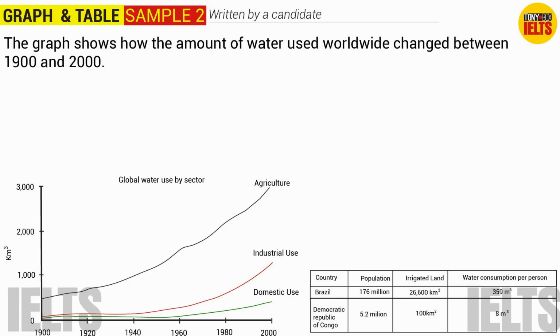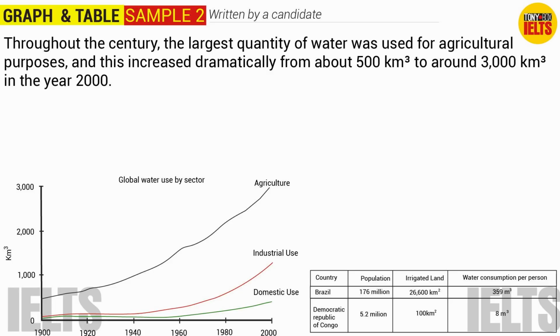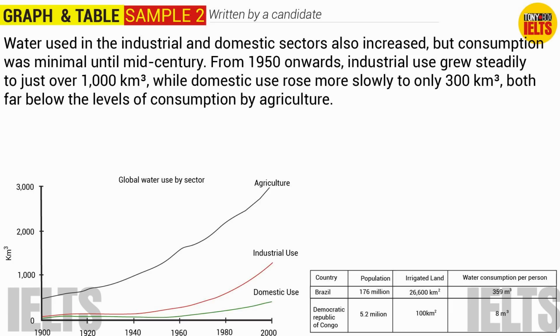The graph shows how the amount of water used worldwide changed between 1900 and 2000. Throughout the century, the largest quantity of water was used for agricultural purposes, and this increased dramatically from about 500 kilometers cubed to around 3,000 kilometers cubed in the year 2000. Water used in the industrial and domestic sectors also increased, but consumption was minimal until mid-century.